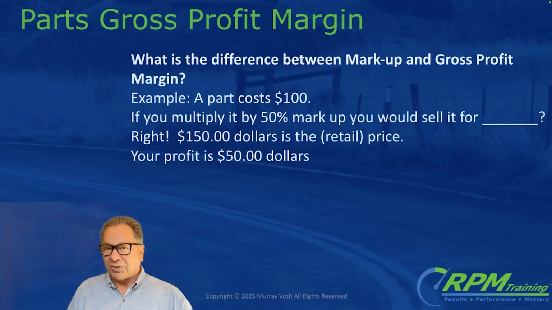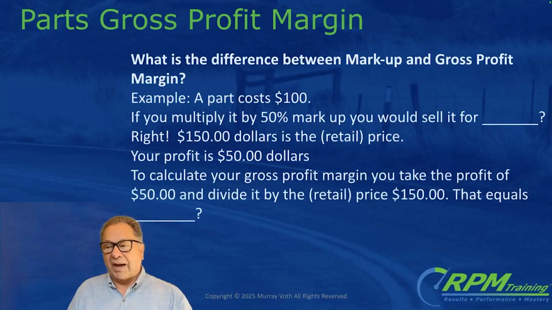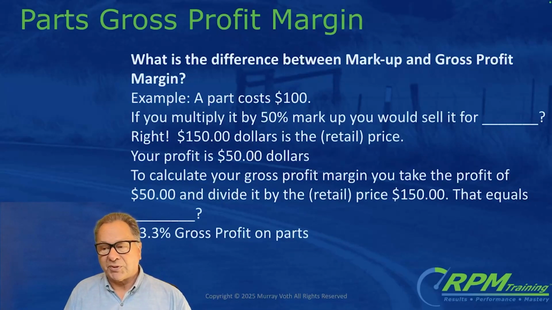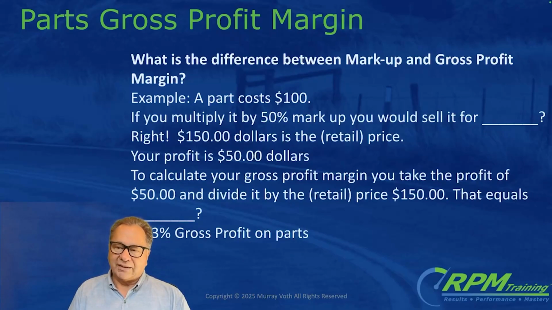The way you figure out your gross profit margin is to divide your profit by your retail price. So 50 divided by 150, and that equals 33.33% gross profit on parts. So there are some of you out there who are thinking that you are making a 50% gross profit margin, when in reality you are only making a 33.33% gross profit on parts, and that is significantly lower than you need to be profitable in this industry.